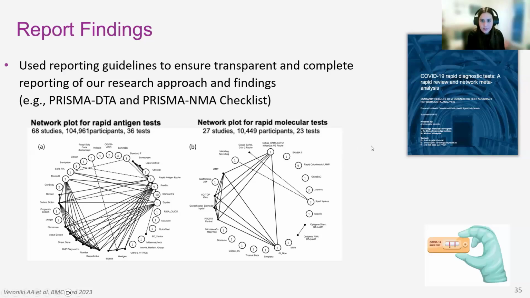Overall, as you can see in this network, starting from the left side, we included evaluations of 36 different rapid antigen tests. And this network was informed by 68 studies and approximately 105,000 participants. And on the right, we have the network of 23 rapid molecular tests for COVID-19. This network was informed by 27 studies and approximately 11,000 participants.